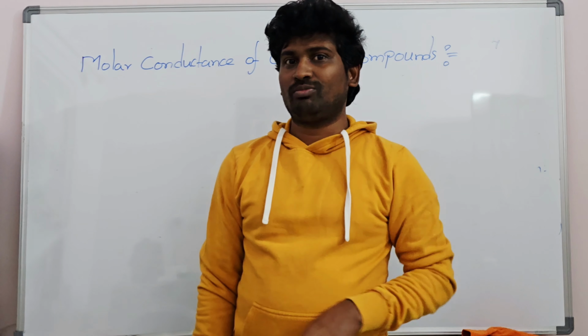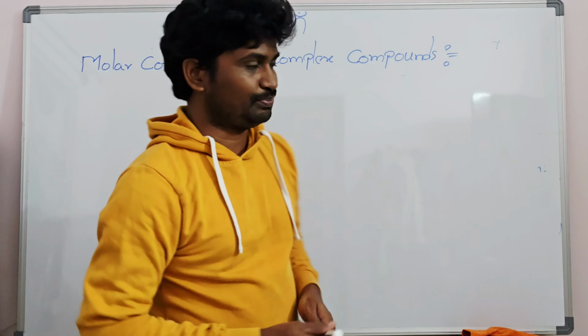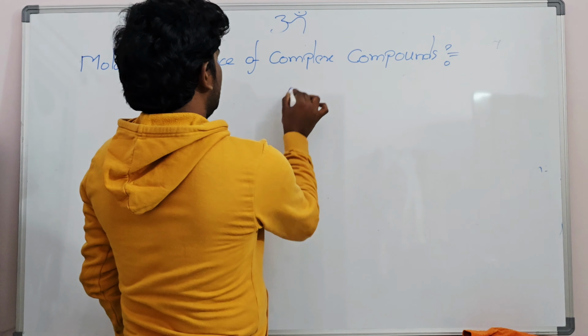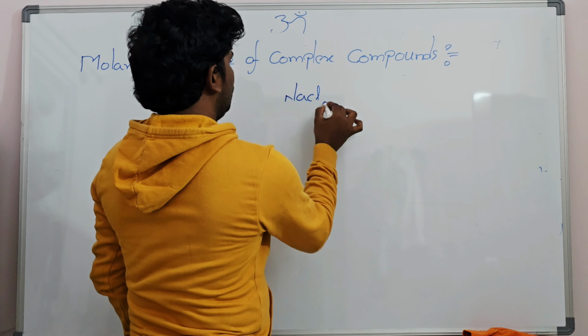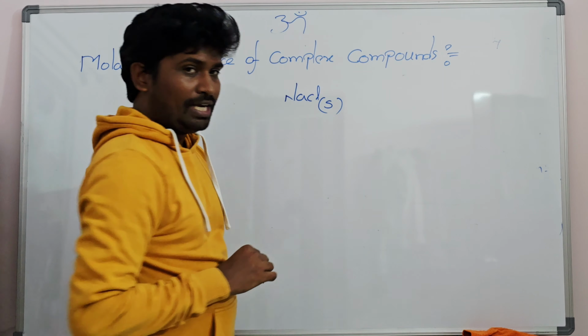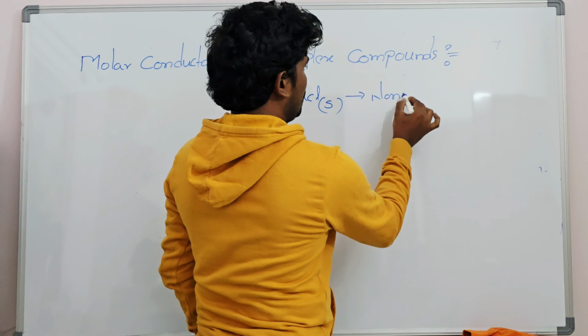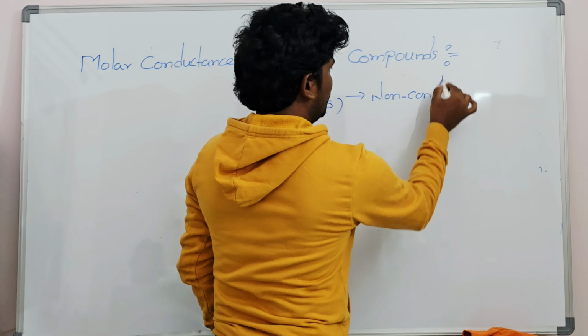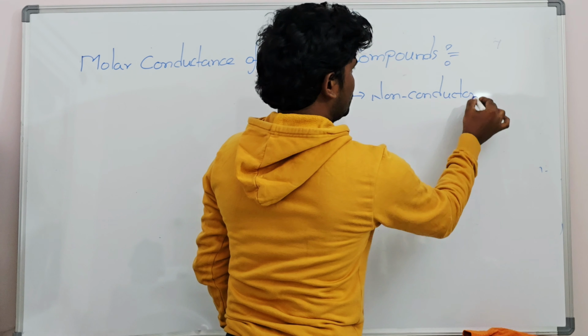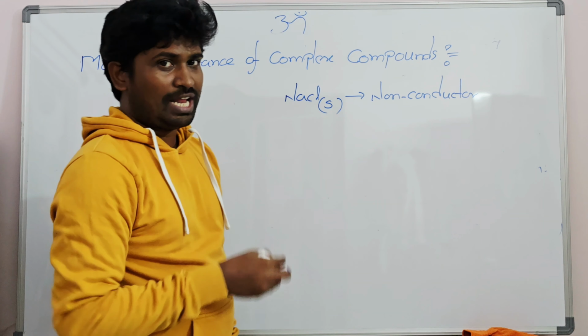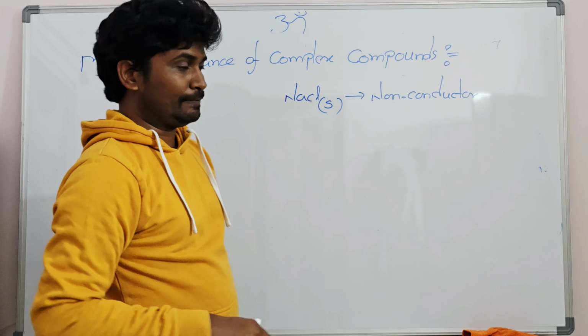For example, take sodium chloride, a solid substance. In the solid state, sodium chloride is a non-conductor. It is a non-conductor because ions are absent. It is a solid material, so ions are not freely existing.